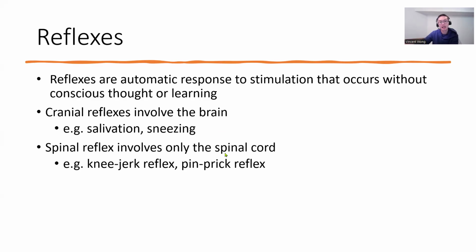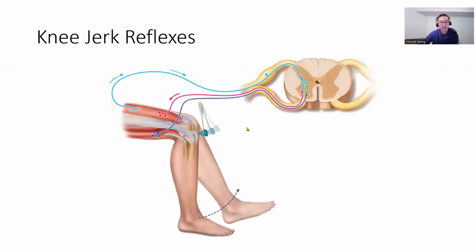Spinal reflexes, like touching a hot surface and removing the hand, that's a classic one. I've been using this example forever. That involves only the spinal cord. You might have heard of the knee jerk reflex. That's the one that looks like this. You tap, the person sits down and relaxes their leg, and then you tap on a tendon here called the patella tendon. You tap on that, and it's going to cause the leg to jerk forward, right? So that's a spinal reflex.